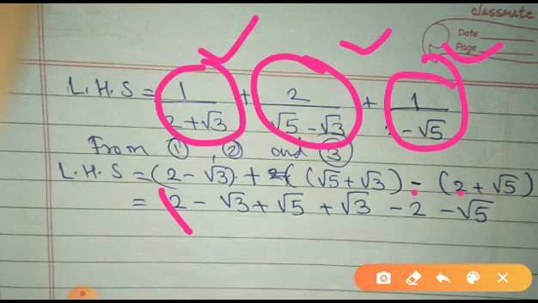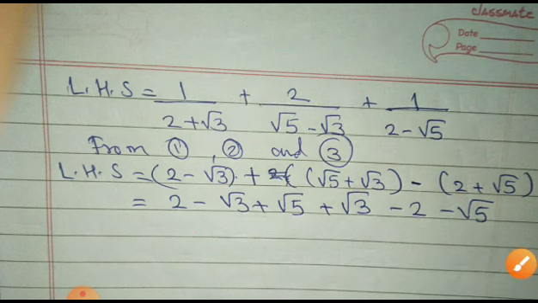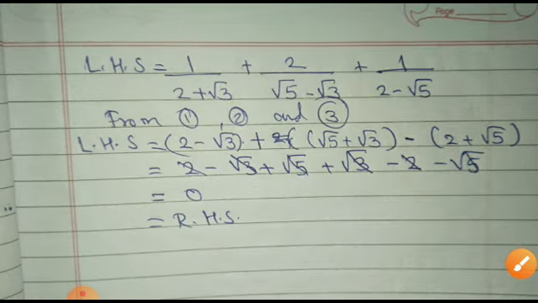Now check this, this 2 and minus 2 will get cancelled. Minus root 3 and root 3 will get cancelled. And root 5 and minus root 5 will get cancelled. So what will be my ultimate answer? Ultimate answer is equal to 0. And that is your RHS. Okay. Hope this is clear.